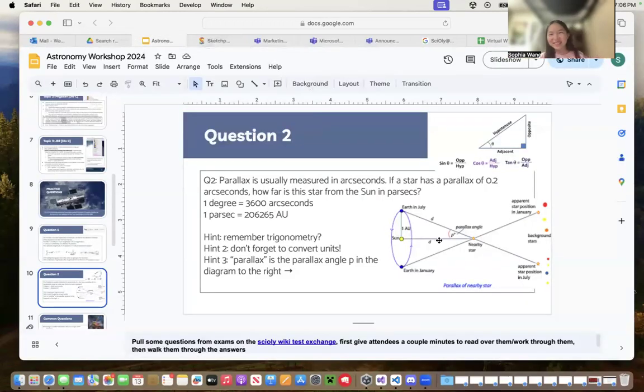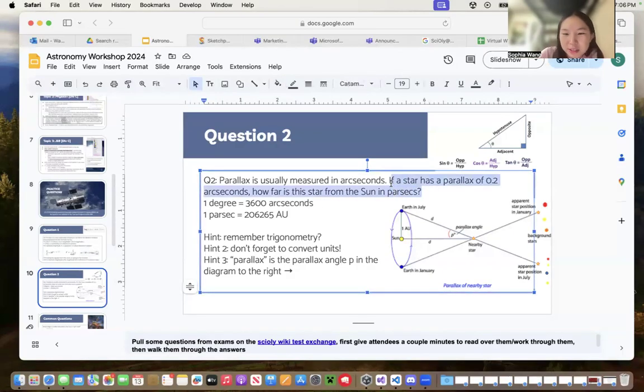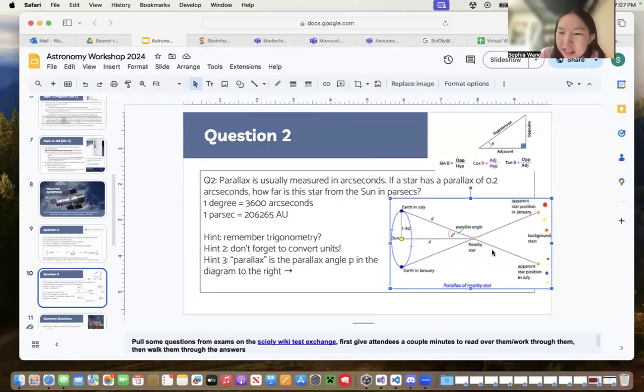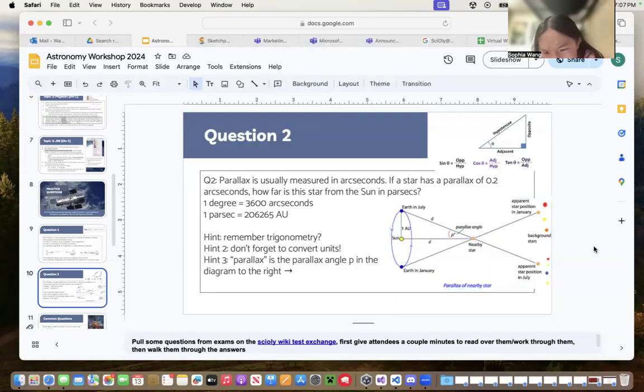Okay, wow, you guys did so great. Okay, time to go over this. So, let's start this problem with what they've given us. A star has a parallax of 0.2 arcseconds. How far is this star from the sun in parsecs? So, if you'll see in this diagram, this is the parallax that they're talking about, this angle P. Oh, I don't know what that symbol is actually, it's too blurry.